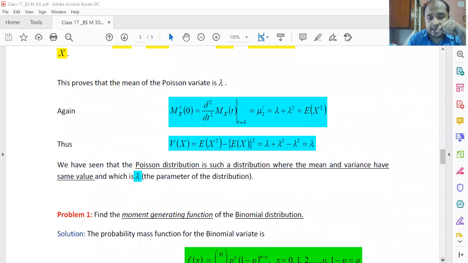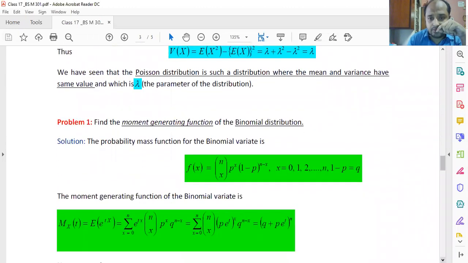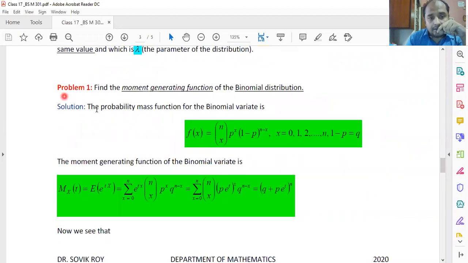I am going to now discuss the moment generating function of the binomial distribution. Similarly, if I am supposed to find the moment generating function of the binomial variate, I shall apply the same definition again, and this time the probability mass function of the binomial variate will be taken into consideration. The probability mass function of the binomial variate is nCx p to the power x, 1 minus p whole to the power n minus x. 1 minus p can also be seen as q. So that will be nCx p to the power x q to the power n minus x.